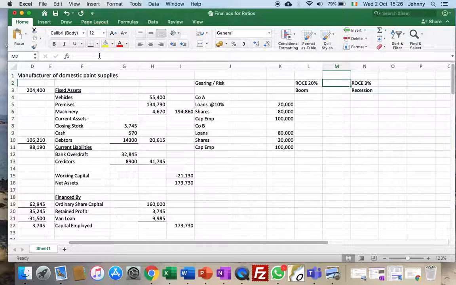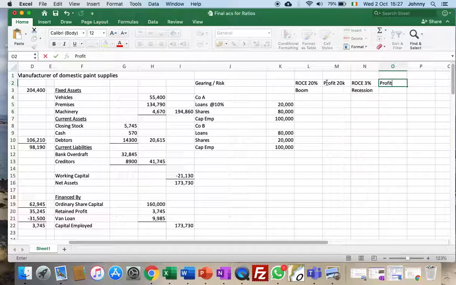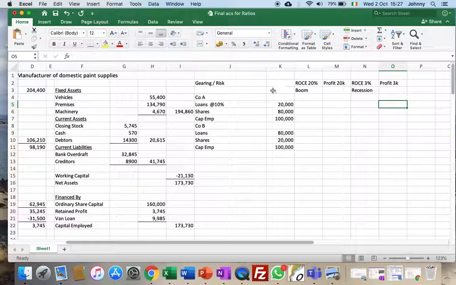So in a boom, we're trying to work out the overall profit for our business. Return on capital employed is 20%. Capital employed was 100 grand, so that means our profit is going to be 20,000 euro. In a recession, profit is going to be 3,000 euro.